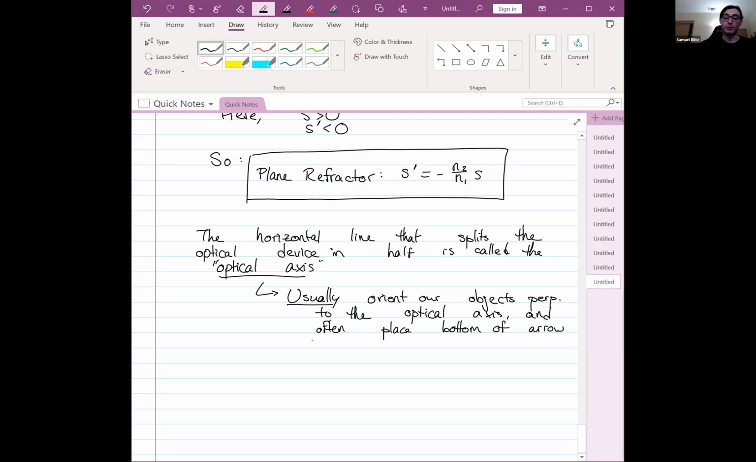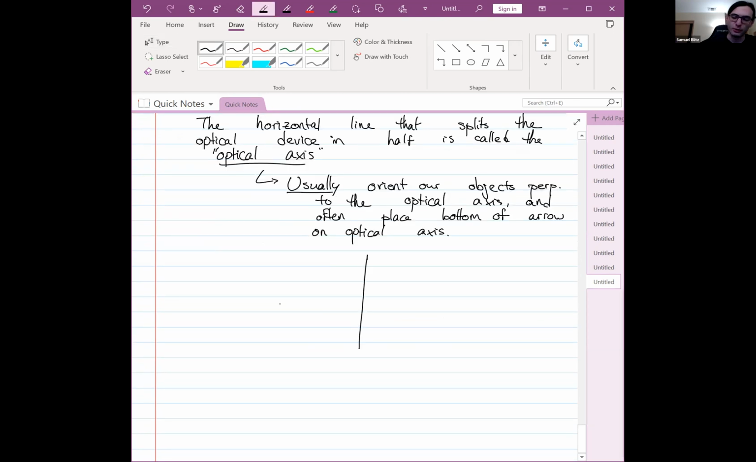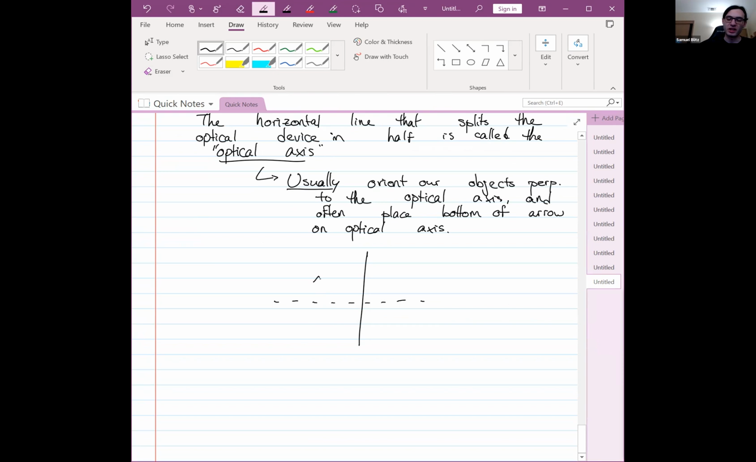So I didn't do that above, but I will try to do that going forward. The picture would be something like you have your mirror, you have your optical axis, and then you'd have your object here. So the bottom of the arrow is on the optical axis. And the reason why we do that is because it means that the bottom of the object is always in the same place. So we only need to analyze where the top of the object is.